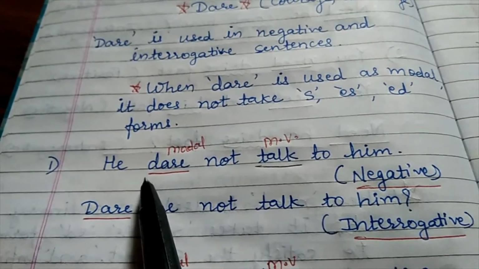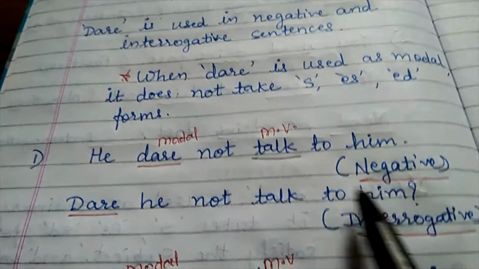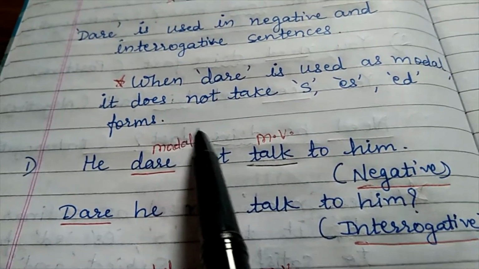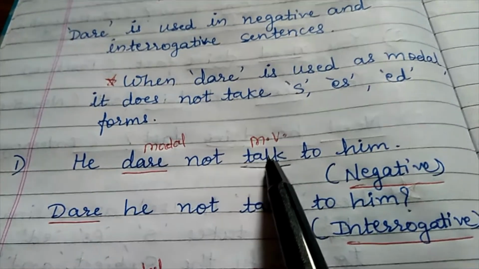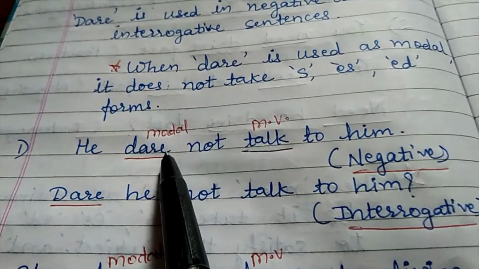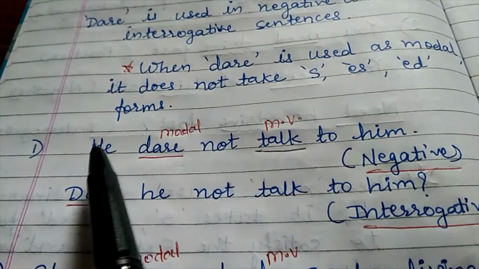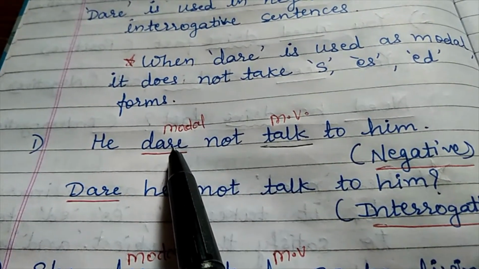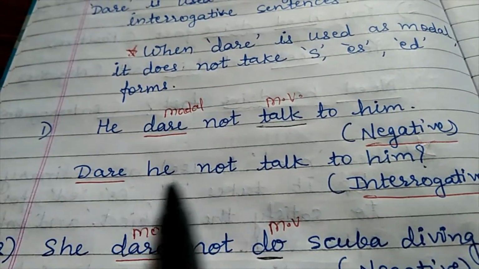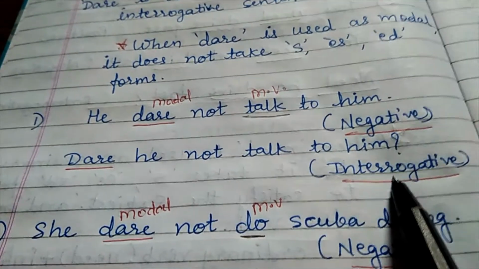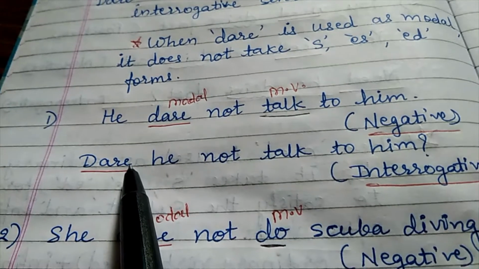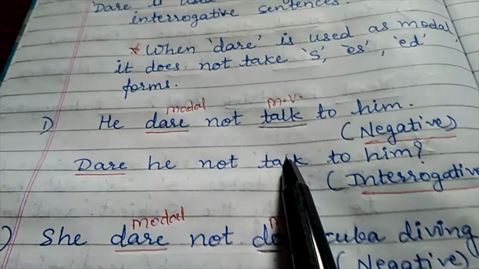For example, he dare not talk to him. This is a negative sentence, and here dare is used as modal auxiliary and talk is the main verb. So you cannot add s or es according to subject because it acts as modal auxiliary here. Dare he not talk to him? This is an interrogative sentence. So again here dare is used as modal auxiliary and talk is the main verb.